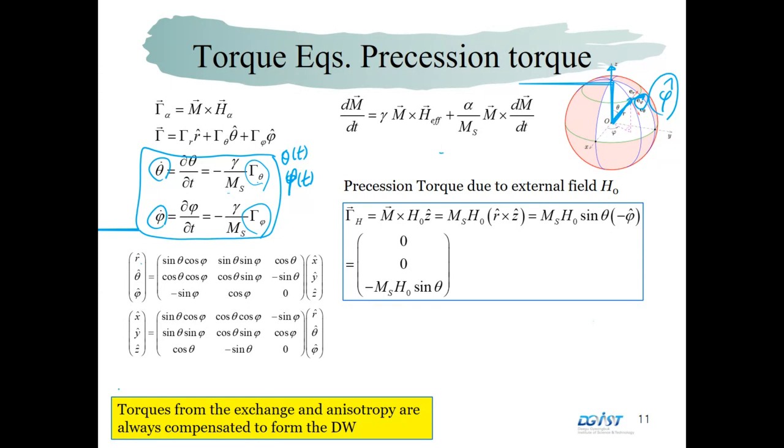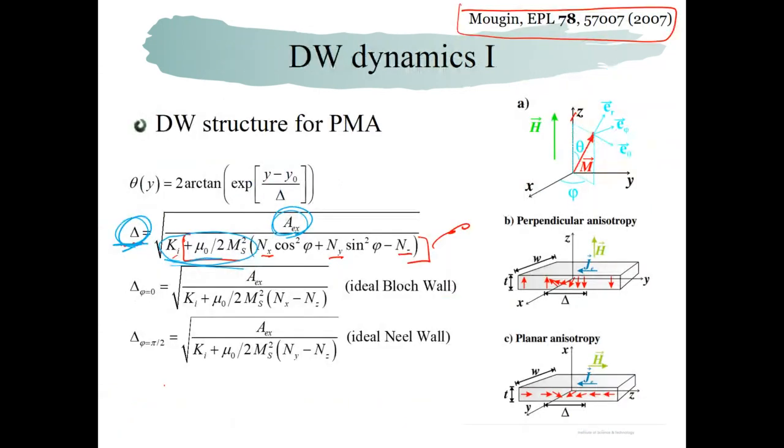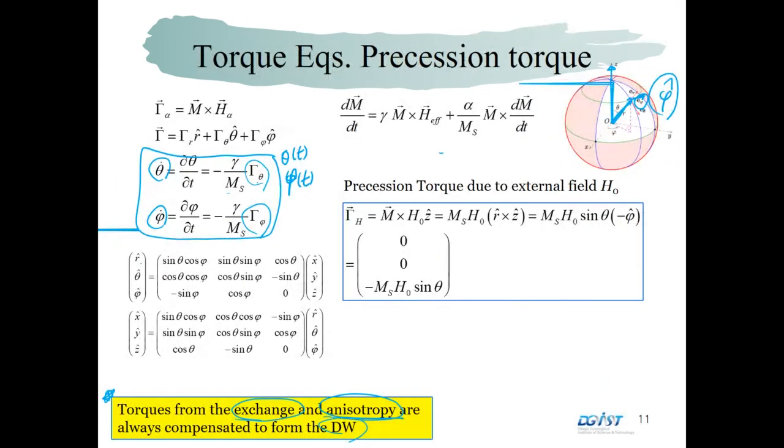Okay, and there is one important comment. Inside of the domain wall, there is some torque because of the exchange energy and the anisotropy energy. But they always compensate each other by forming the domain wall. So that means in this calculation, we assume the domain wall shape is not changed. They always keep this form. And this domain wall formation came from the balance between the exchange torque and the anisotropy torque. So we don't need to care about that.